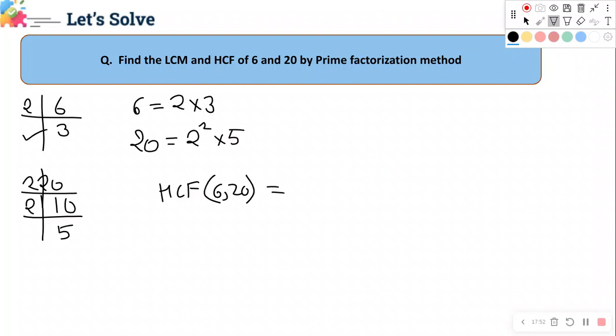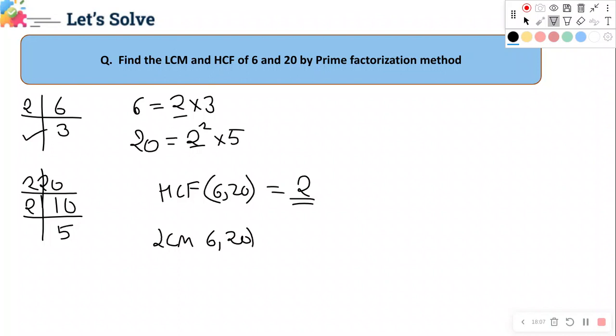That means HCF becomes what? HCF will become 2 because there is only one common factor. Okay, here there is one 2, here there are two 2s. So that means only one 2 we can take for a pair. Okay, now let's see LCM.